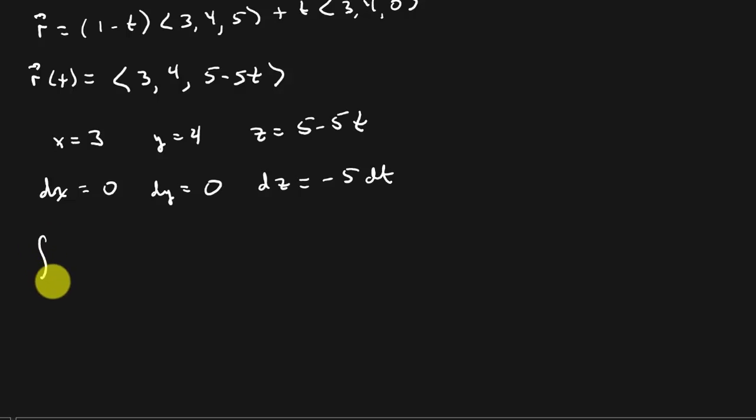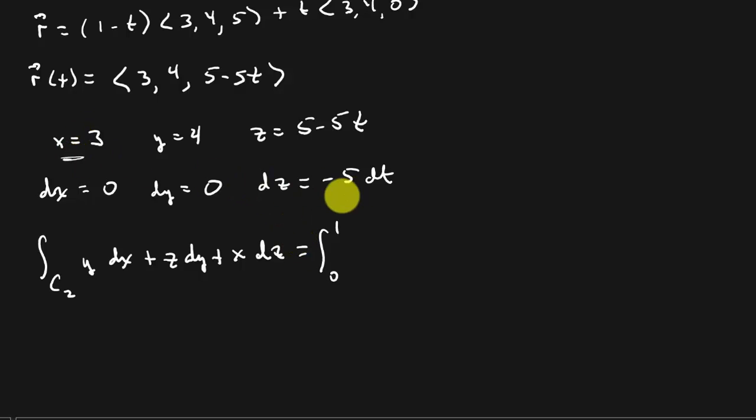So now we have the integral over the curve C, and all I'm doing here is just rewriting the problem down again: y dx plus z dy plus x dz. And that is equal to the integral from 0 to 1 of y dx, that's 0, plus z dy, z times dy, that's 0, plus x times dz. So x times dz, that's going to be what, negative 15 dt. All right, and so this is going to be negative 15t from 0 to 1, which is just negative 15.